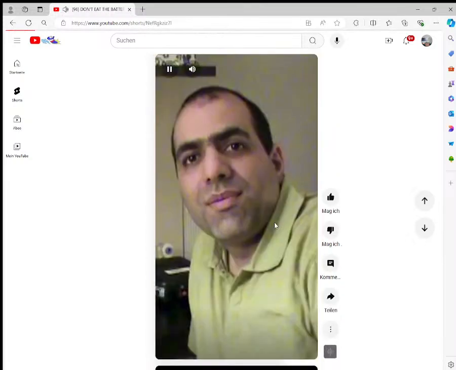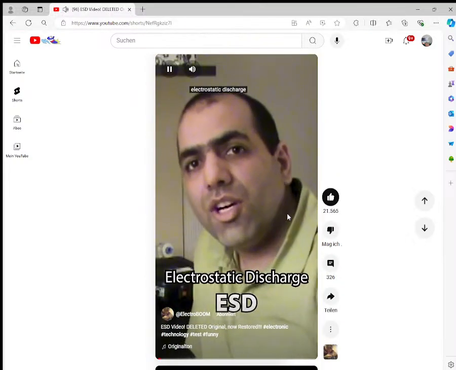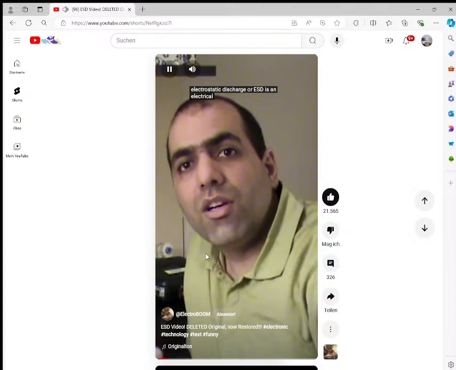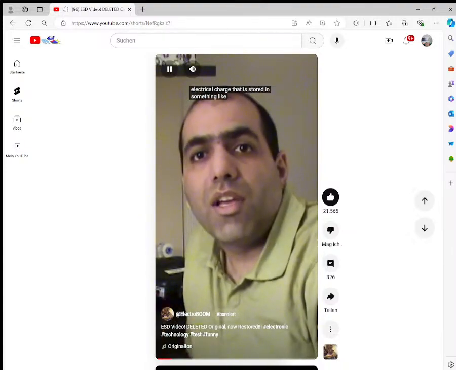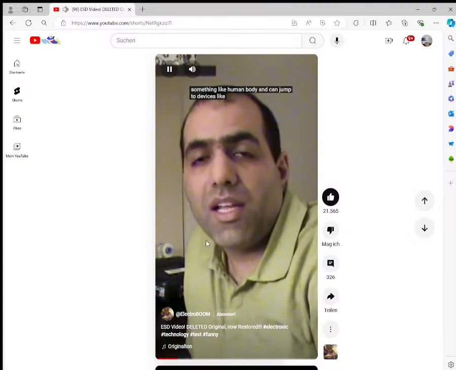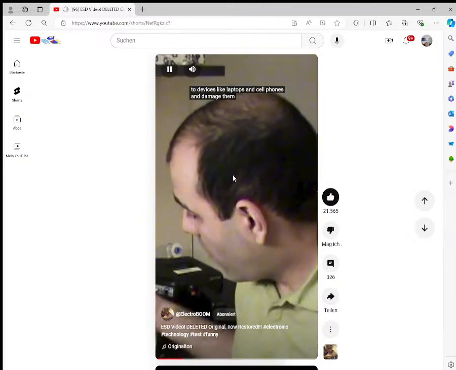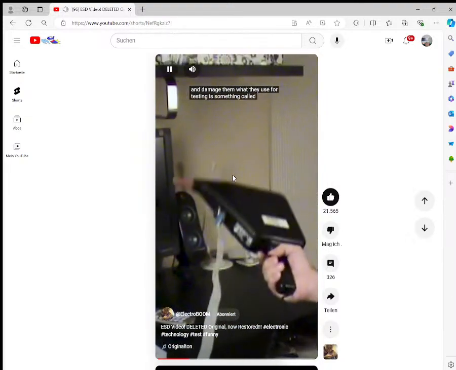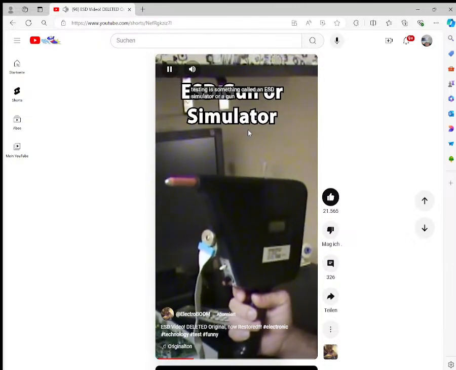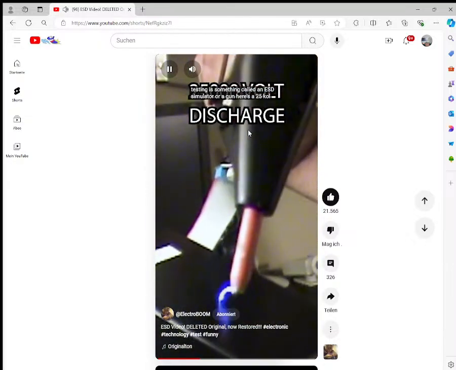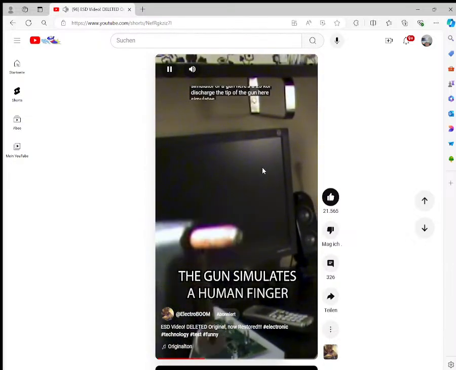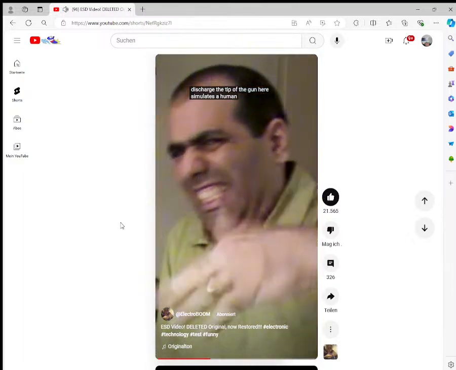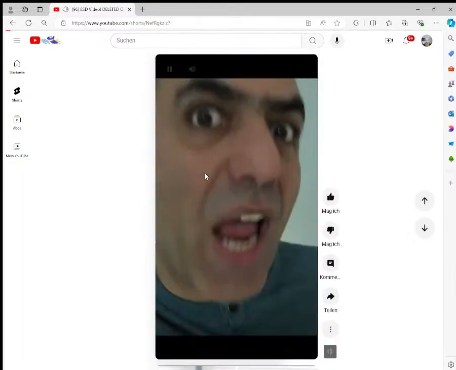Current kills, not voltage. Electrostatic discharge, or ESD, is an electrical charge that is stored in something like a human body and can jump to devices like laptops and cell phones and damage them. What they use for testing is called an ESD simulator, or a gun. Here is a 25 kilovolt discharge. The tip of the gun simulates a human finger. Always be careful.